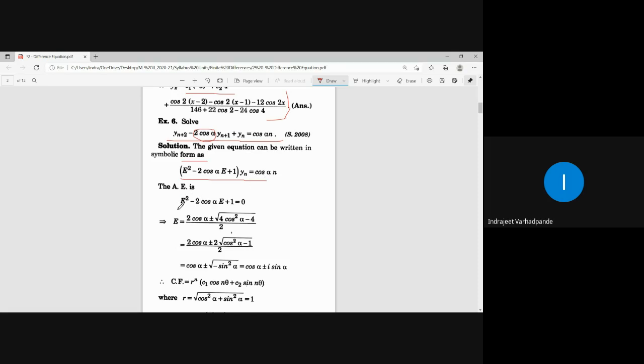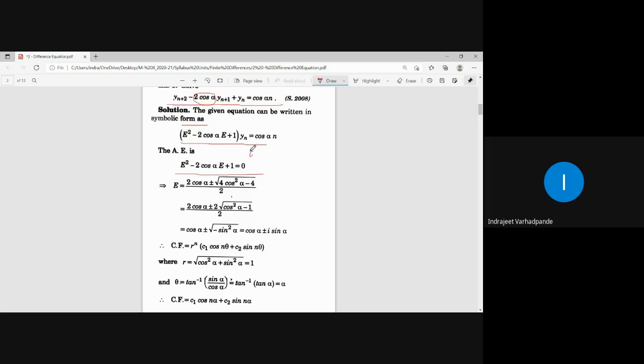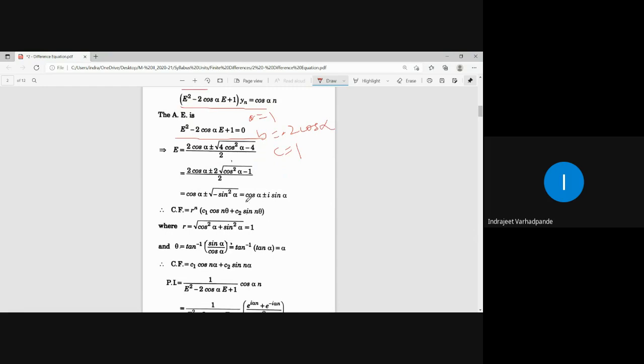The auxiliary equation becomes E square minus 2 cos alpha E plus 1 equal to 0. E is the variable. जैसे x square minus constant into x plus any other constant equal to 0 होता है, वैसे यहाँ पर E is nothing but the variable. So a, b and c. What is a here? A is 1, b is minus 2 cos alpha, right? And c is 1. So what is the formula method? Minus b plus minus under root of b square minus 4ac upon twice a. So I am getting the answer as cos alpha plus minus i sin alpha.